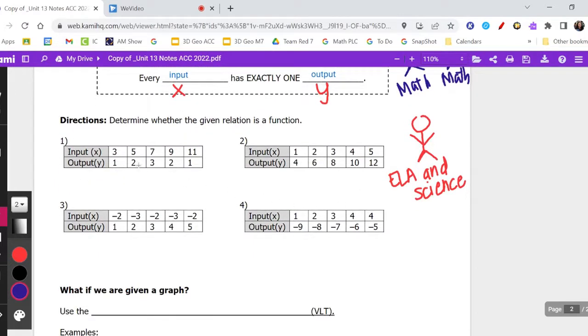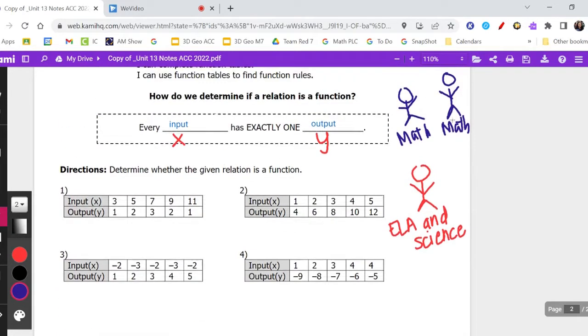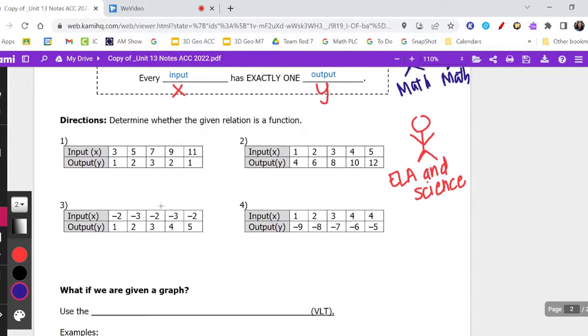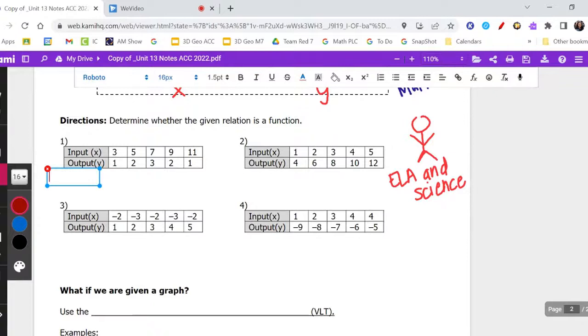3 goes to 1, 5 goes to 2, 7 goes to 3, 9 goes to 2, and 11 goes to 1. Is this a function? It is, because every x value is only assigned one y value. Now it's true that 3 is going to 1 and 11 is going to 1, but that's okay, just like it's okay for two students to be going to the same math classroom. What we're really looking for is 3 asked to go to two different places at the same time? No. So this is a function. So we're going to write function because all inputs have only one output.